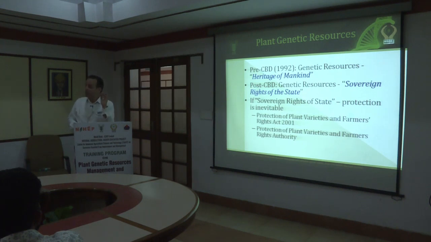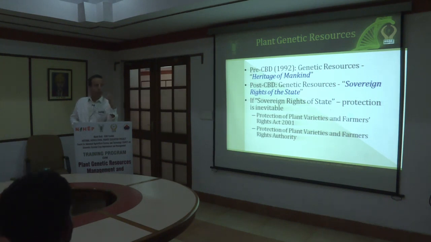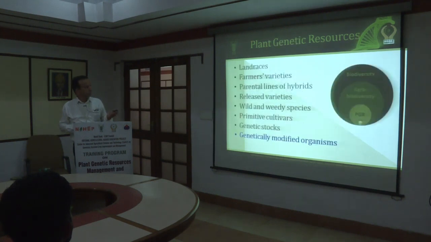If such is the scenario, if states have their rights on those plant genetic wealth, then protection becomes very, very important. Why should we give to other body or some other country whatever we have? Why don't we harness benefit out of that, isn't it? So protection of those plant genetic resources is very, very important. So DNA fingerprinting is one technique which can facilitate that protection. So we'll be discussing a lot about this.